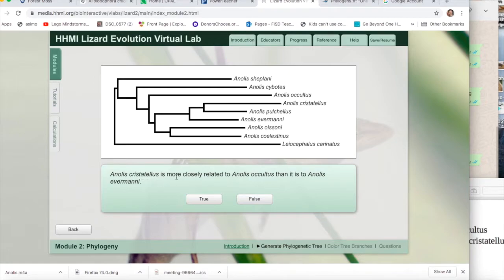Anolis cristatellus is more closely related to Anolis occultus than it is to Anolis evermanni. So I have to find Anolis cristatellus. I have to find Anolis occultus. I have to find Anolis evermanni. If I notice, these two go back farther than the first connection, but they don't go nearly as far back as with occultus. So cristatellus is more closely related. That's actually false.